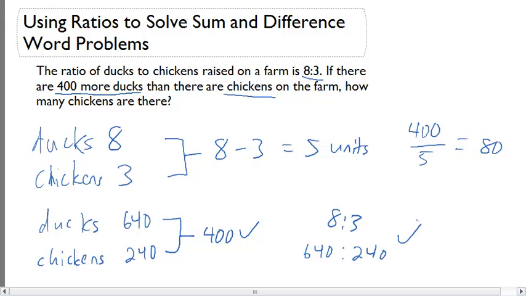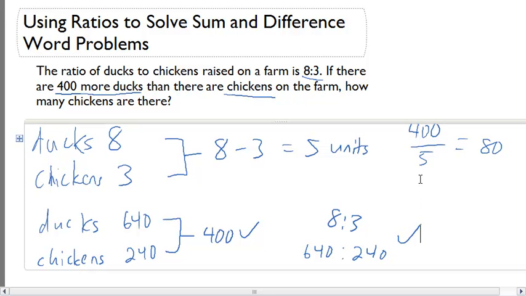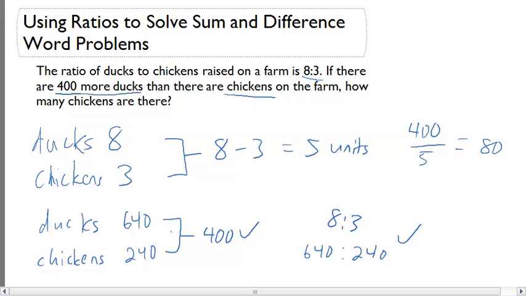Whenever doing these types of problems, you're going to want to check both of those to make sure that they check out. So the final answer to this word problem then, how many chickens are there? 240 chickens.